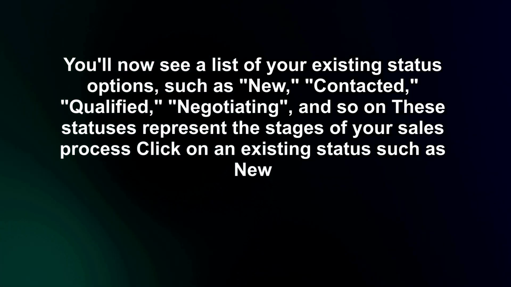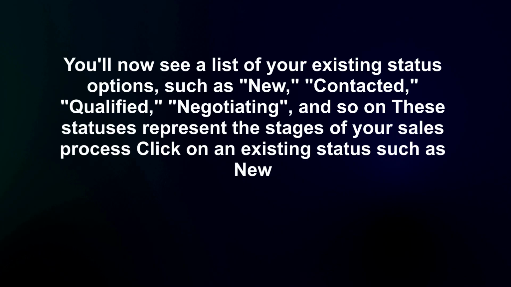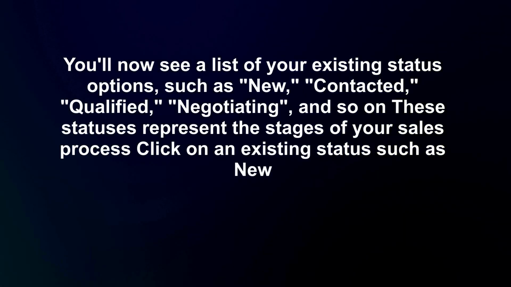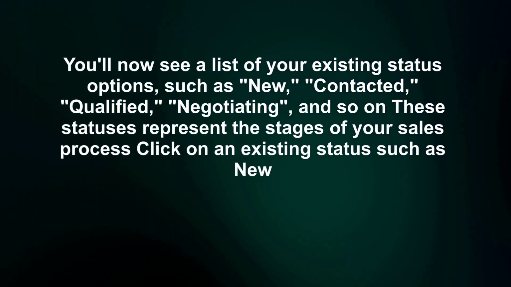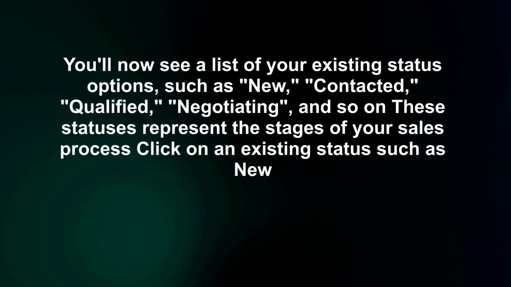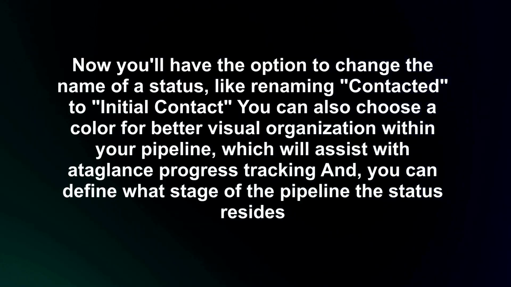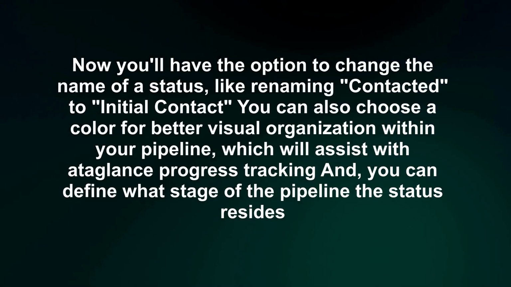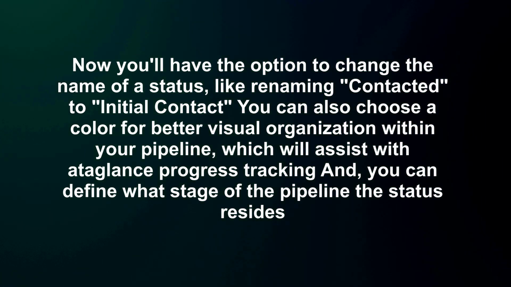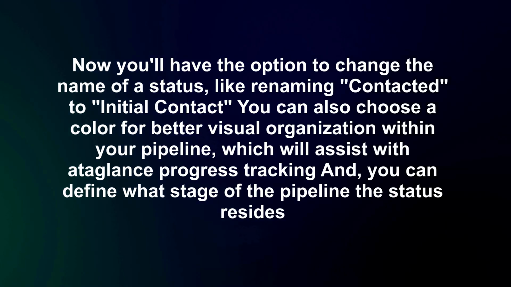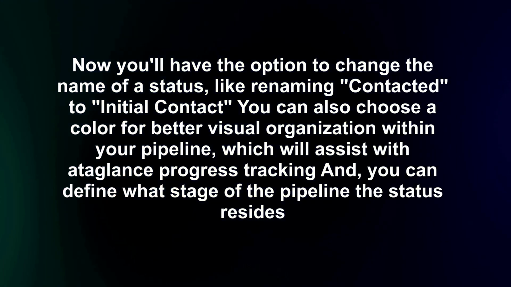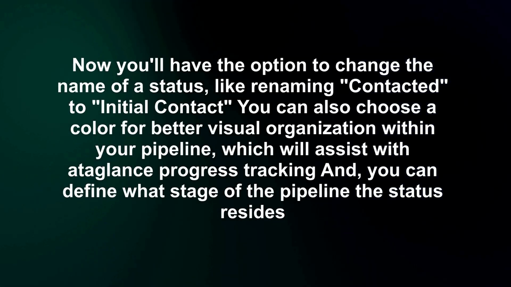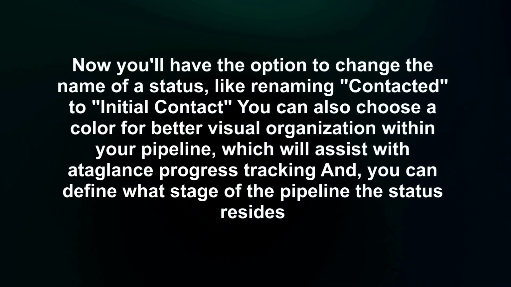You'll now see a list of your existing status options, such as New, Contacted, Qualified, Negotiating, and so on. These statuses represent the stages of your sales process. Click on an existing status such as New. Now you'll have the option to change the name of the status, like renaming Contacted to Initial Contact. You can also choose a color for better visual organization within your pipeline, which will assist with progress tracking, and you can define what stage of the pipeline the status resides.